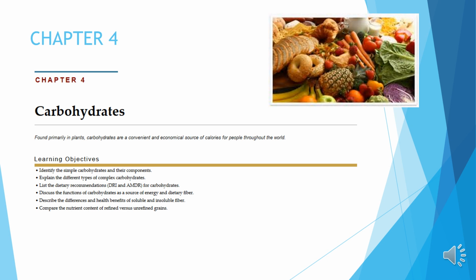and if you remember back from Unit 1, we talked about the DRI and the AMDR for carbohydrates, discuss the functions of carbohydrates as an energy source and how they relate to dietary fiber. Then we want you to be able to describe the differences and the health benefits of soluble and insoluble fiber, and then compare the nutrient content of refined versus unrefined grains.